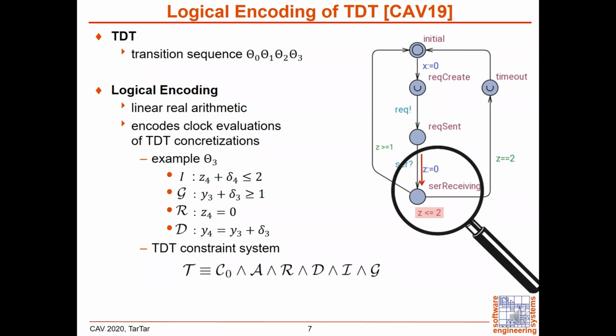The invariant x ≤ 2 is satisfied as long as the sum of x4 plus delta4 is below or equal to the value 2. And this way we also encode the other time constraints of the TDT, the guards, resets, and delays, and result with a constraint system tau.